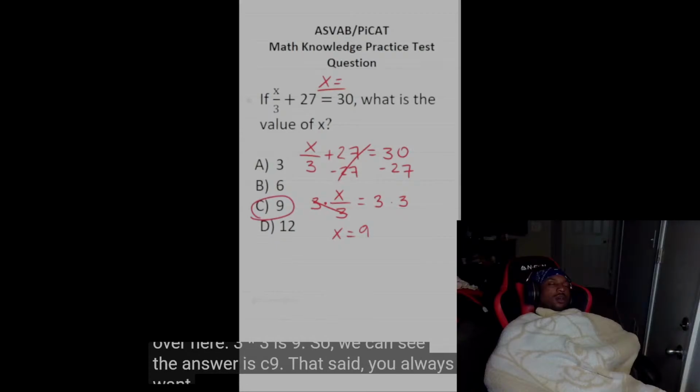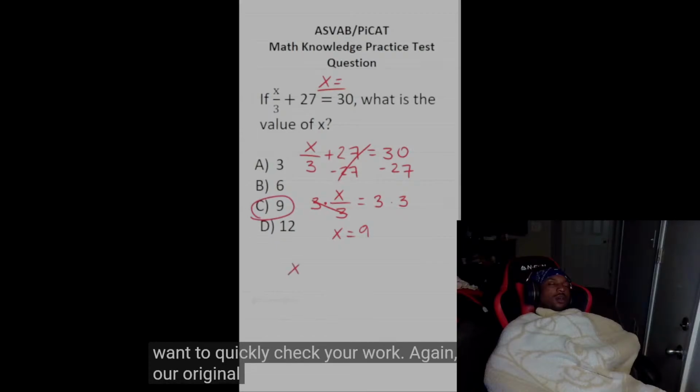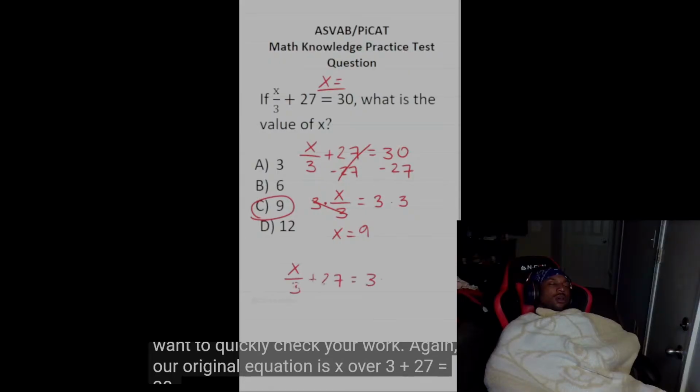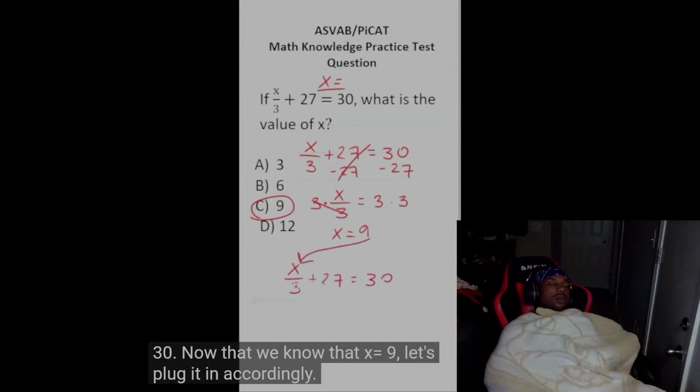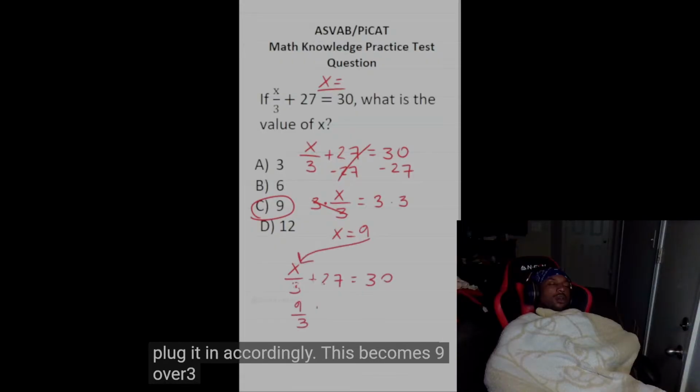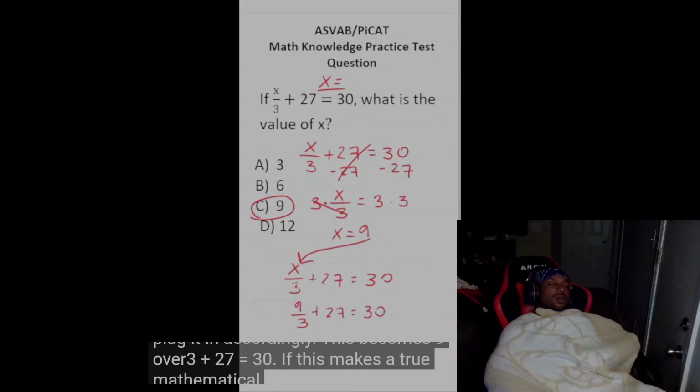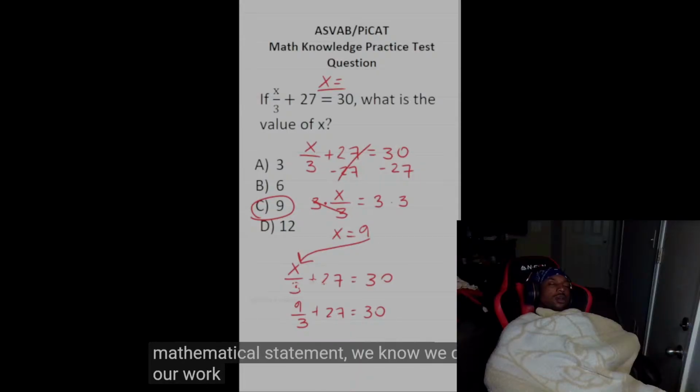That said, you always want to quickly check your work. Again, our original equation is x over 3 plus 27 equals 30. Now that we know that x equals 9, let's plug it in accordingly. This becomes 9 over 3 plus 27 equals 30. If this makes a true mathematical statement, we know we did our work correctly.